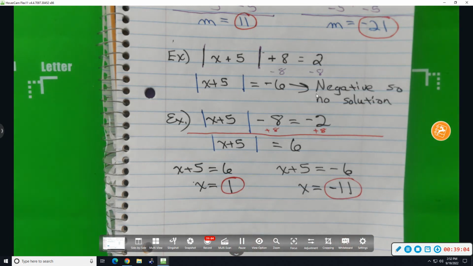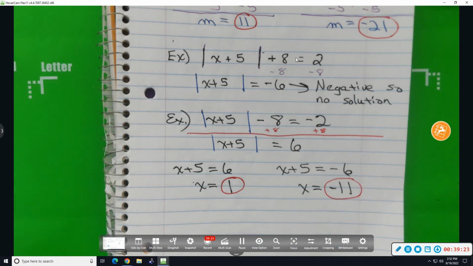Well, we don't type it in. We made this problem up. But you cannot decide between no solution and equal positive, equal negative, unless you have those absolute value bars isolated. Always, always, always isolate the absolute value bars first.